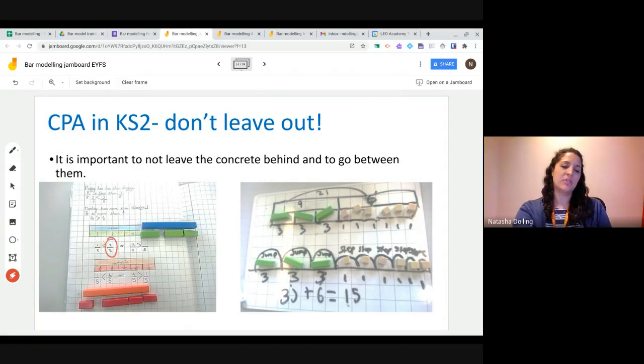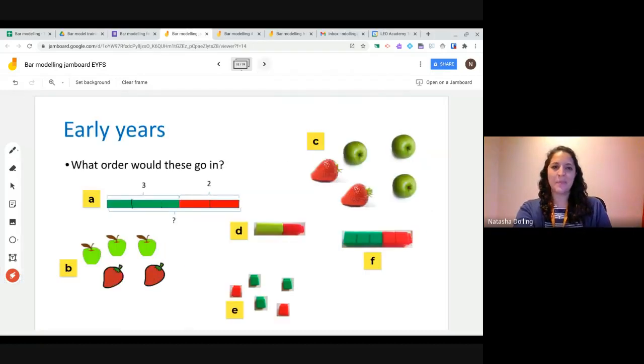1/3 is less than 2/3, and they've got the same here. And also with the algebra, 3j add 6, and I know that the j in this question represented the number of jumps, and we've got some concrete resources out to help support. So it's just a caveat, do not leave out concrete resources in Key Stage 2.